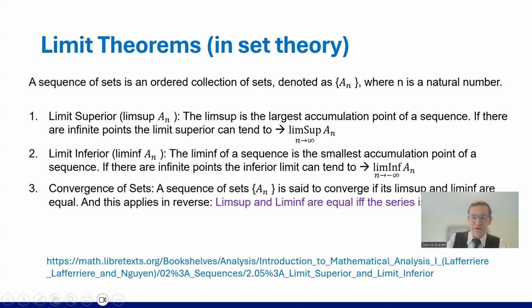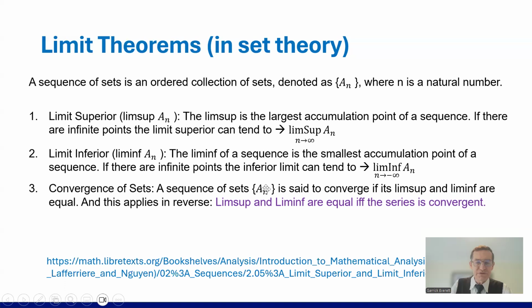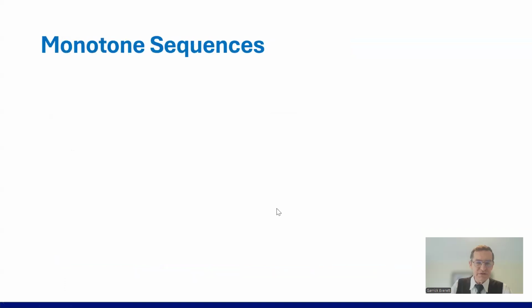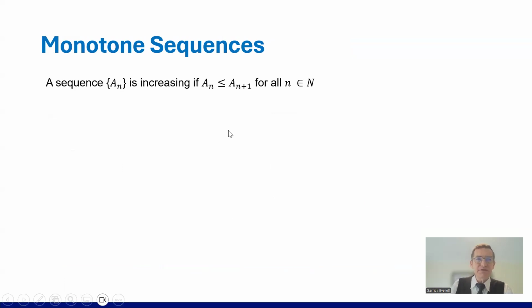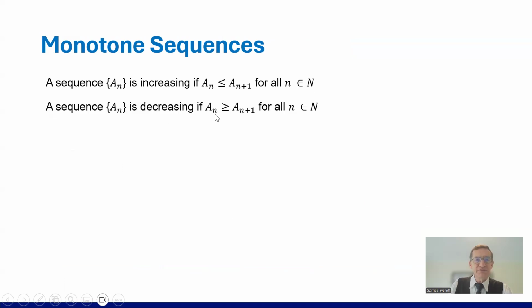Monotone sequences, and again, type in monotone sequences. Same thing for LibreText. I've got the link down the bottom, which you can look in the notes. So a sequence A_n is increasing if A_n is less than or equal to A_(n+1) for all n in the natural numbers. A sequence A_n is decreasing if A_n is greater than A_(n+1) for all n as elements of N.